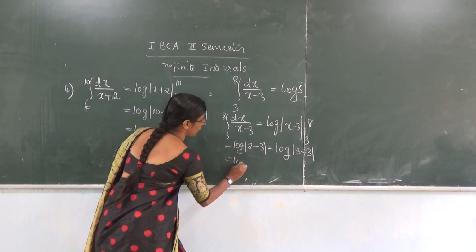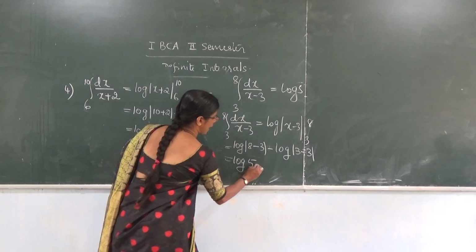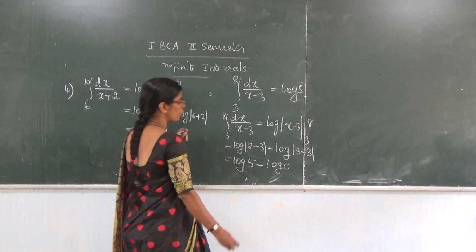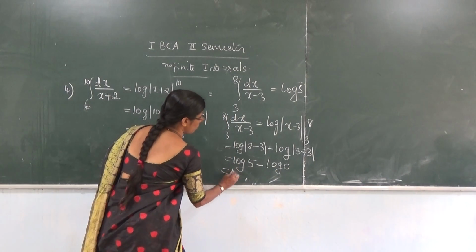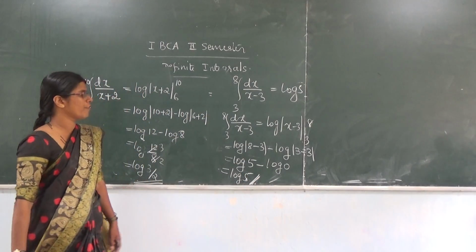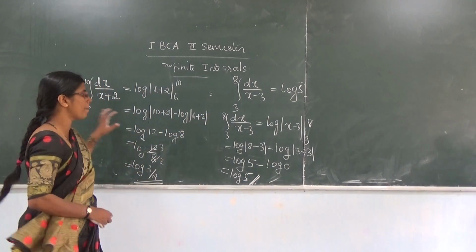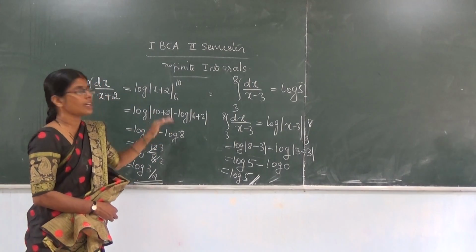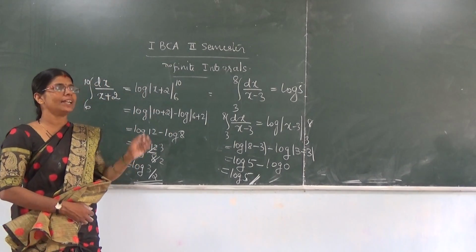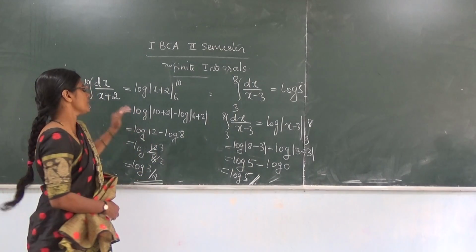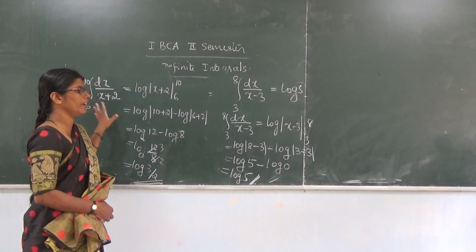And this is equal to log 5 minus log 0. Log 0 is not defined. So that is equal to log 5 itself. Okay, log 5. So this is about the topic definite integrals. In all the cases, the calculation is very important and you are getting one particular definite integral. So all the things are very important.